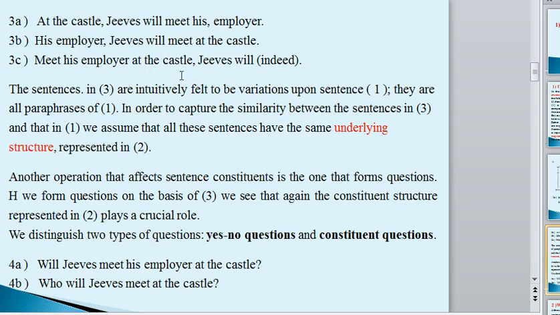Oh, you see here, these are the variations upon sentence number 1. We call them paraphrases. These are the paraphrases of sentence number 1. In order to capture the similarity between the sentences in 3 and that in 1, we assume that all these sentences have the same underlying structure represented in number 2.